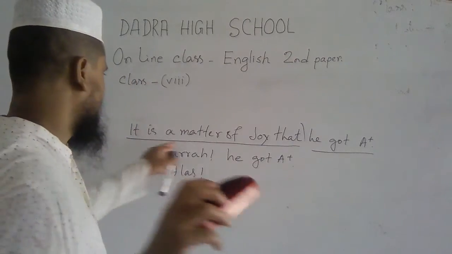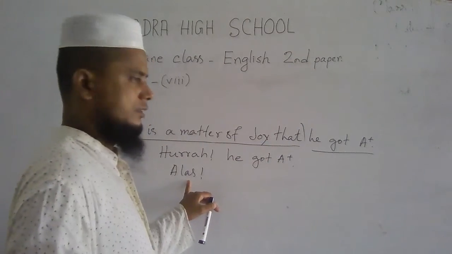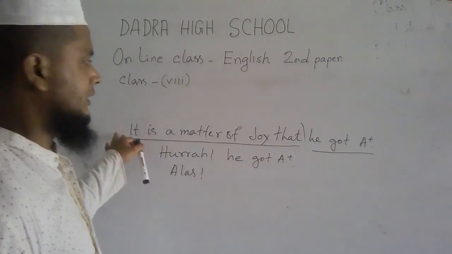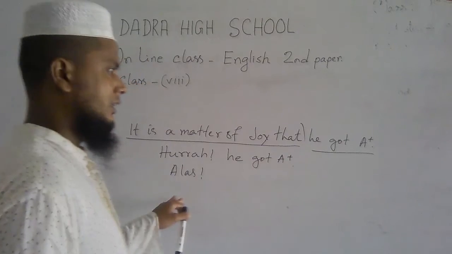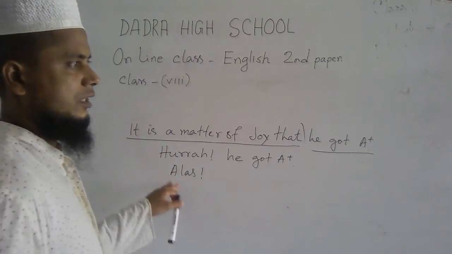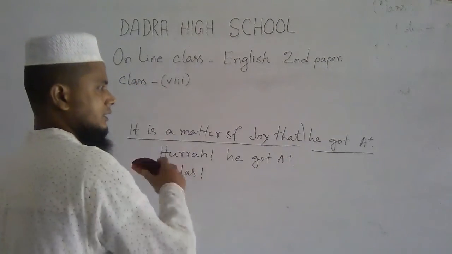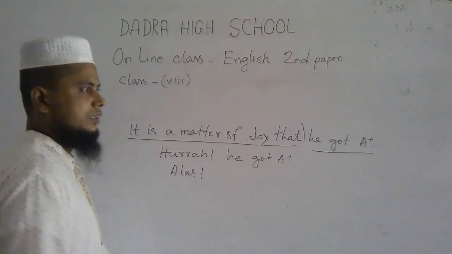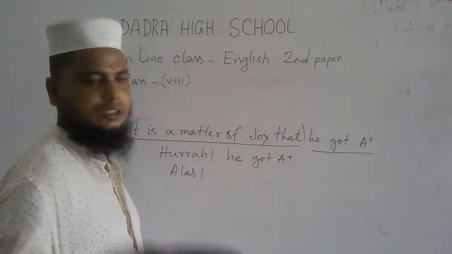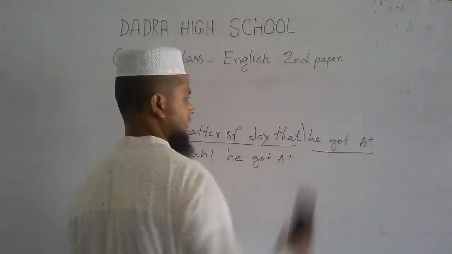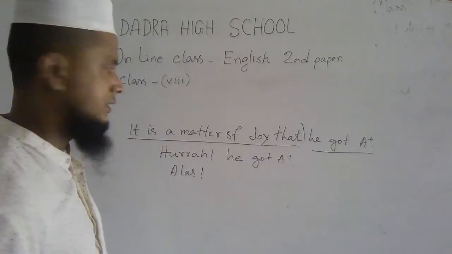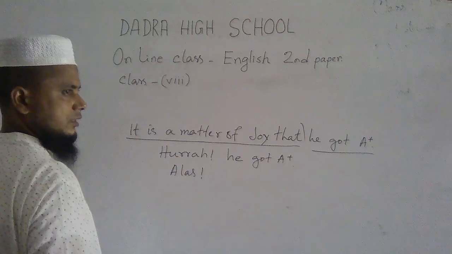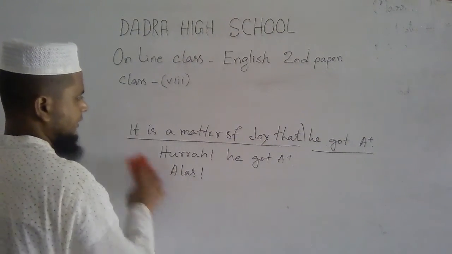If it is a matter of grief, you will use alas. If it is a matter of wonder, you will use bravo. If it is a matter of shame, you will use fie. If it is a matter of carefulness, you will use hush. And then you will take the sentence. And this is how an assertive sentence can be turned into an exclamatory one.